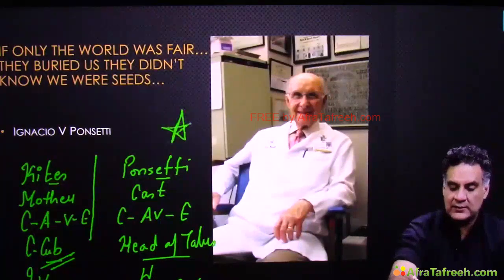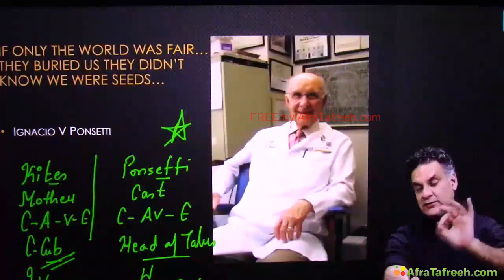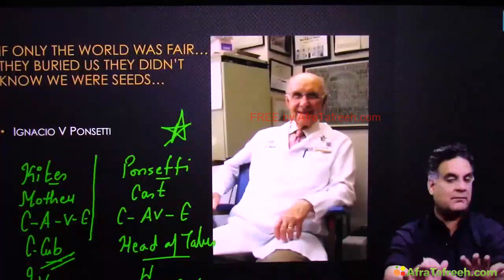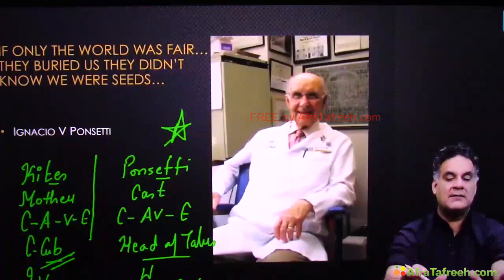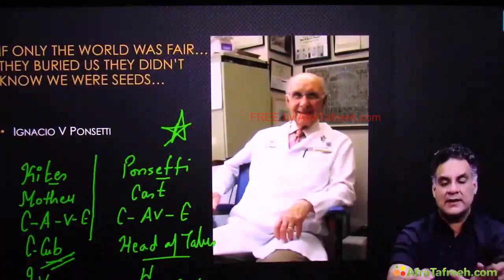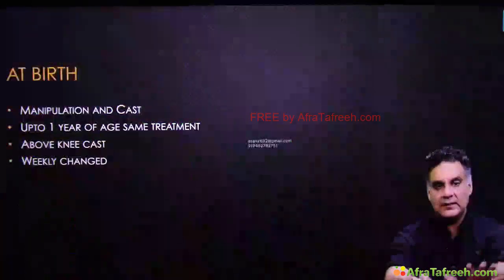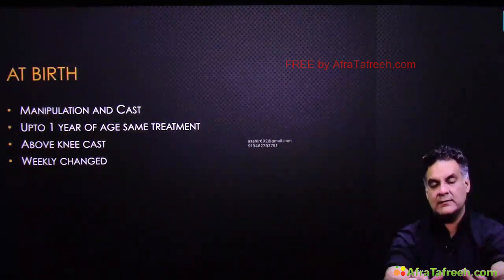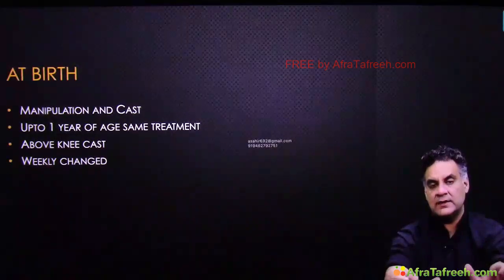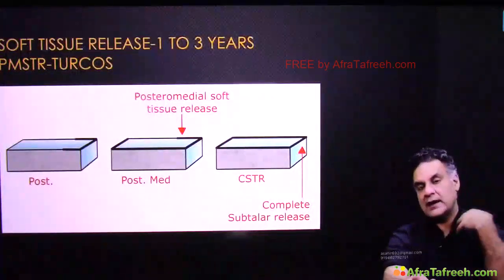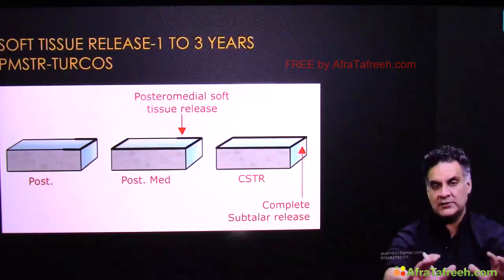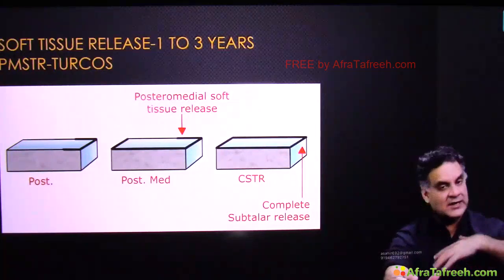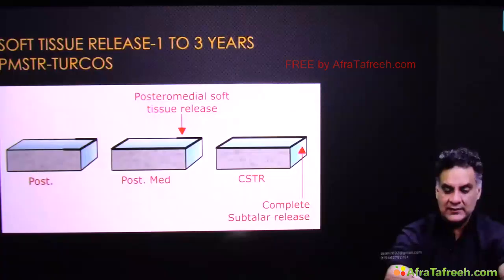And in today's world, what Kite tried to crush, but gradually got established, is the Ponseti method. And the treatment is cast right at birth. Manipulation and cast should continue till you correct it, maybe up to 1 year. Cast should be above the knee joint. After 1 year, between the age of 1 to 3, if the cast does not help or the child presents late, you will have to release the tissues.